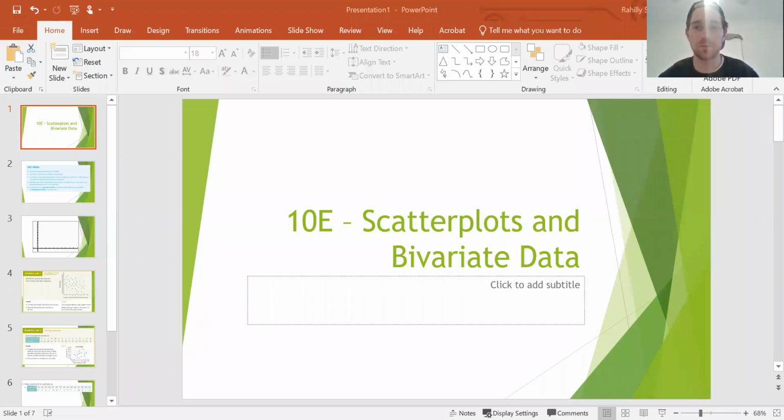G'day Year 10s. Today we're looking at Scatterplots and Bivariate data. Continuing on with statistics, obviously. We'll get into the key ideas.